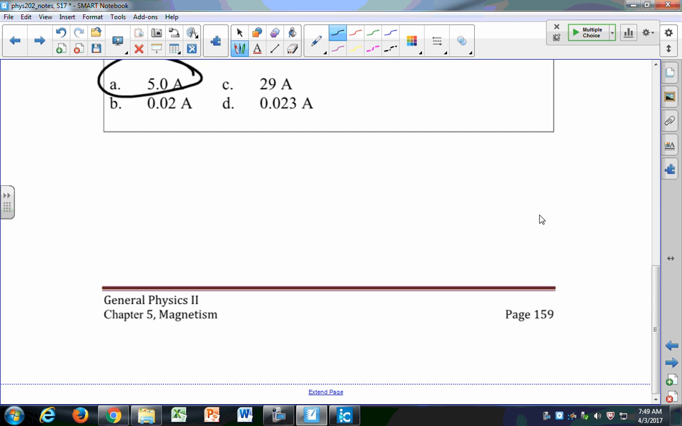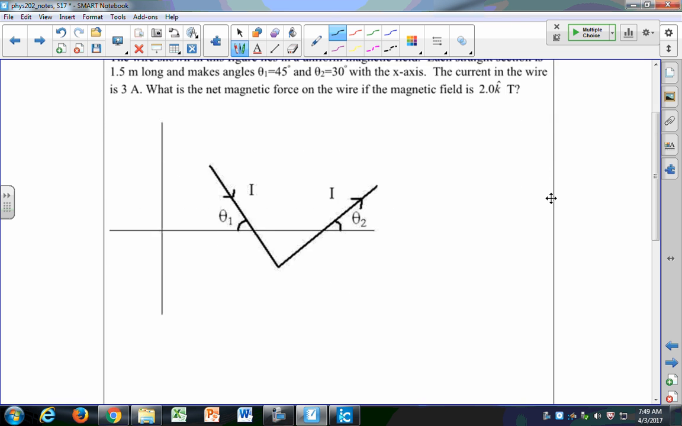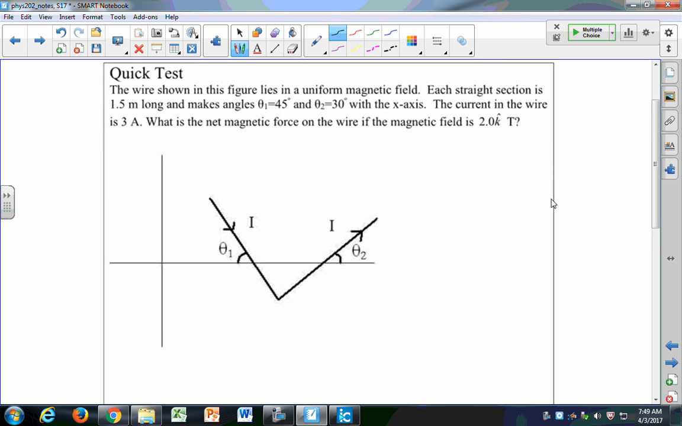All right. I think I have another quick test down here. I'm not really sure if you'll see one like this because we've already done cross products on the previous test, and I don't know if I want to do it again. But let's just try this one.